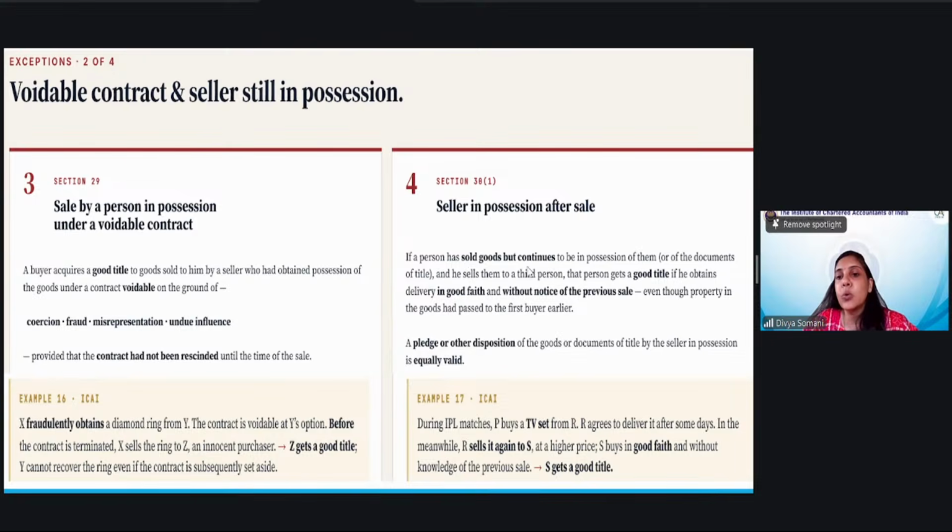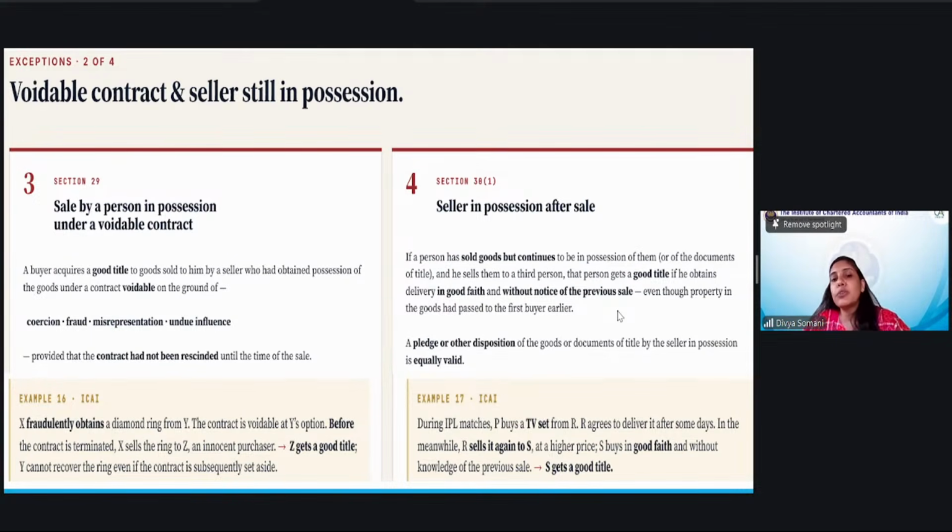If a person has sold goods but continues to be in the possession of them and he sells them to a third person, so the goods are lying in his warehouse and he's further selling it to some other person, then in that case, the new buyer will get a good title if he obtains the delivery in good faith and without notice of the previous sale.